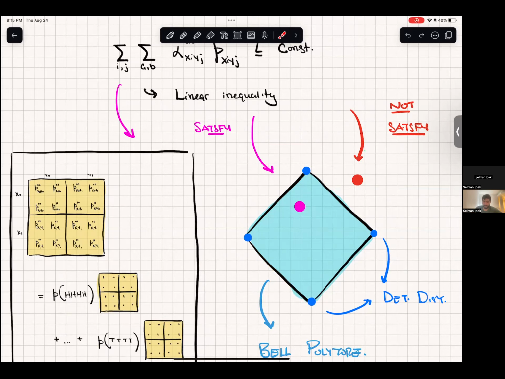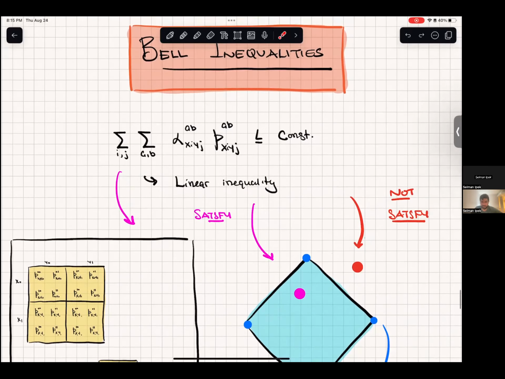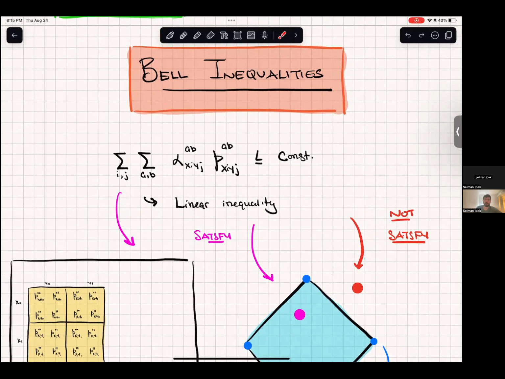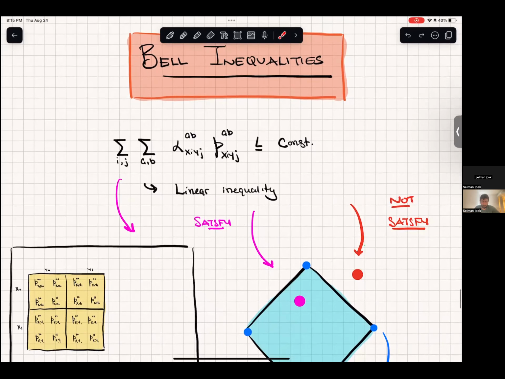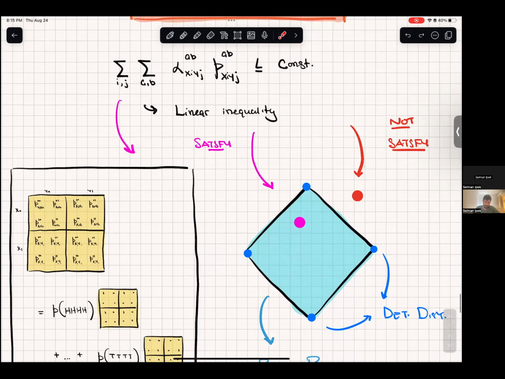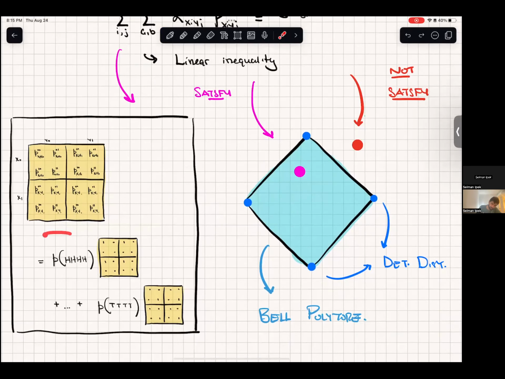This is the crux of the Bell inequalities. These are where things like CHSH inequalities come from. They come from being able to determine whether a distribution can be written in this possible way.